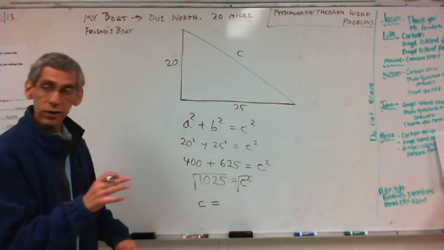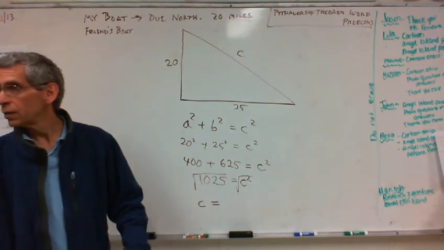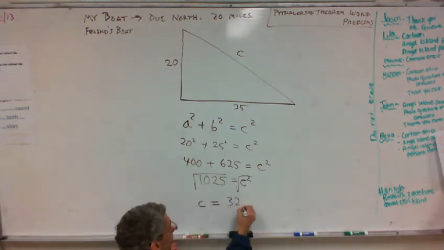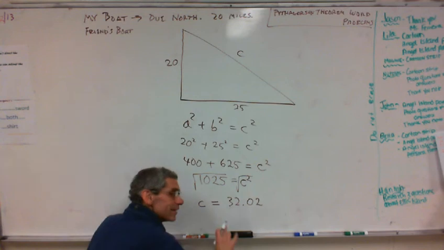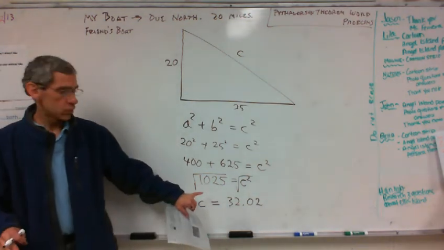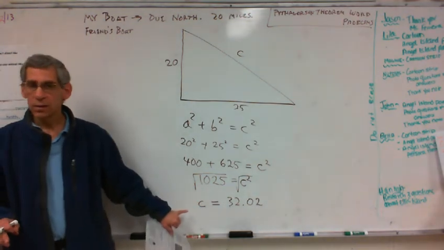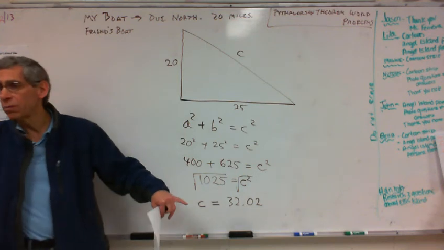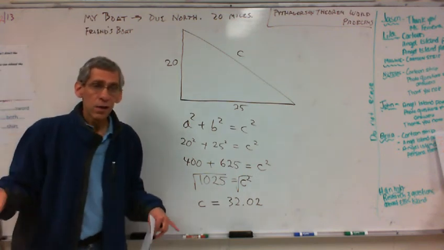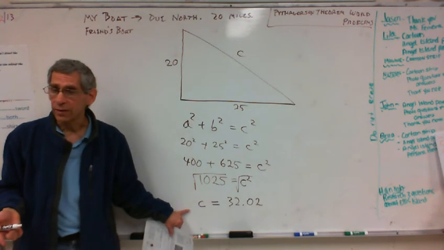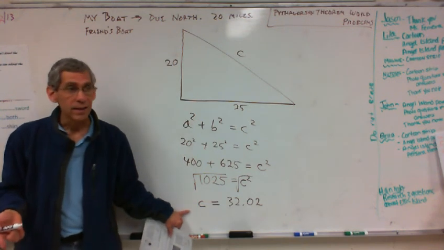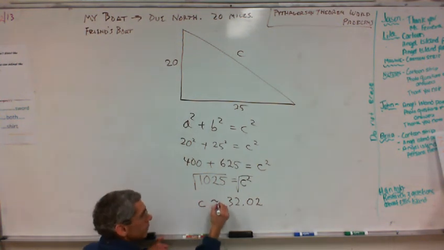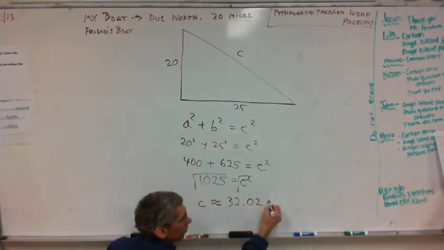32.0156. All right, 32.02. Now, is that exact? Is that an exact answer? If you squared that, you wouldn't get 1025, because it was 32.015 and so on. It went on forever, right? So I can't say that c equals that. So you have to put approximately. That weird little squiggly thing. Yeah, exactly. All right, and then we're talking miles, right?